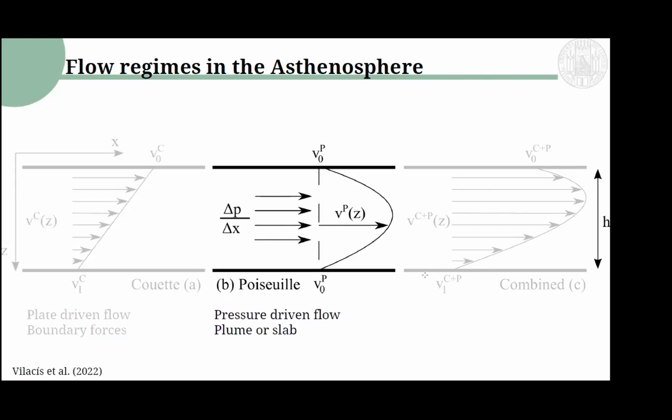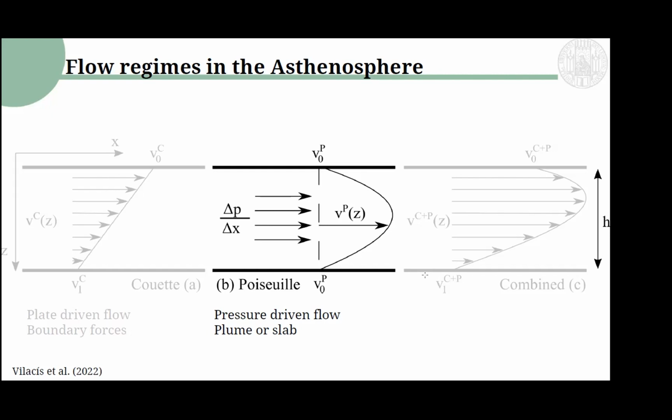Then we have the Poiseuille flow. The Poiseuille flow is a flow created by lateral pressure variations within the channel. Here, what we have is high pressure on the left and low pressure on the right, and the fluid will move, creating this velocity profile with the maximum velocities in the middle. This can be induced by a plume or a slab transiting through the asthenosphere.